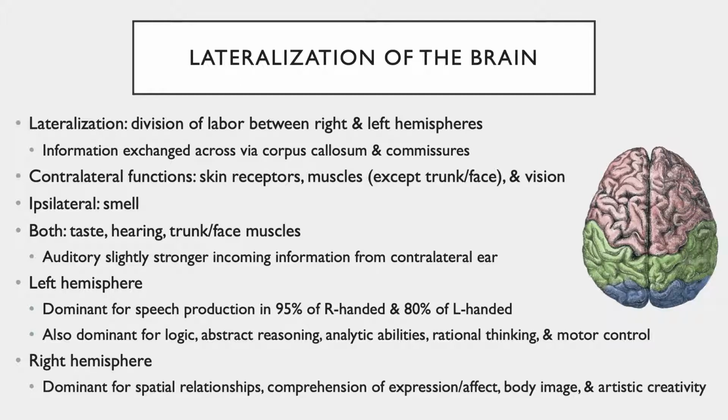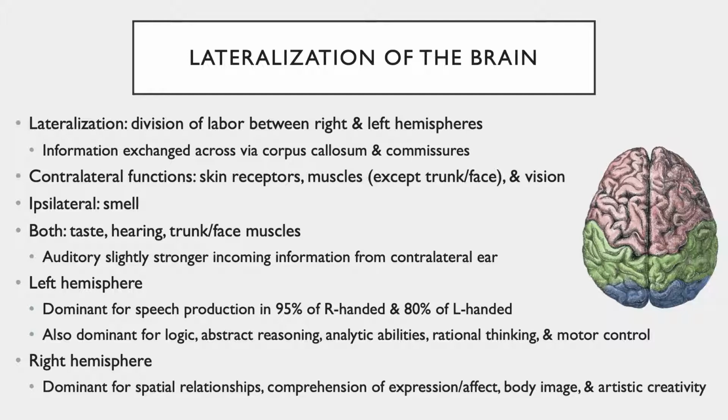In general, the left hemisphere is dominant for speech production, and that's true for about 95% of right-handed people and about 80% of left-handed people. The left hemisphere also tends to be dominant for logic, abstract reasoning, analytic abilities, rational thinking, motor control, and language. The mnemonic for the left hemisphere is often referred to as left is for language and logic.